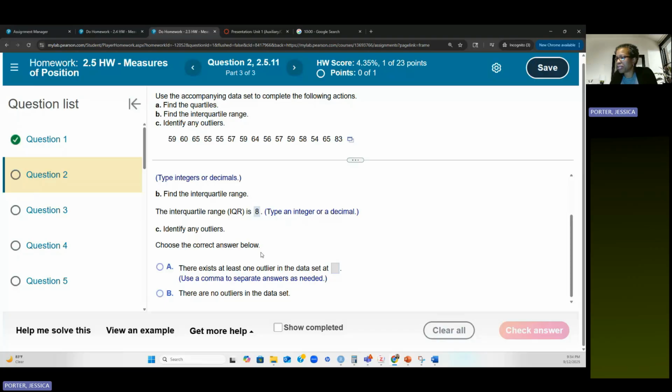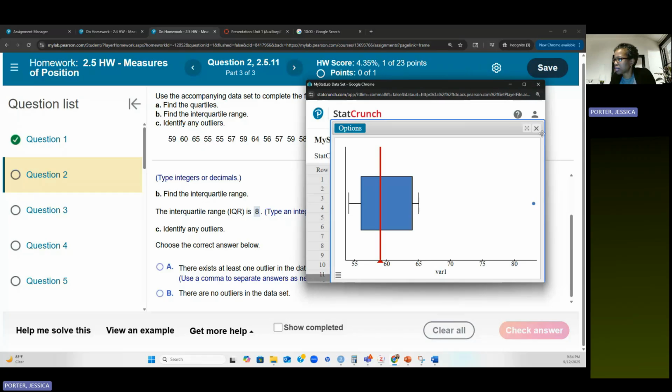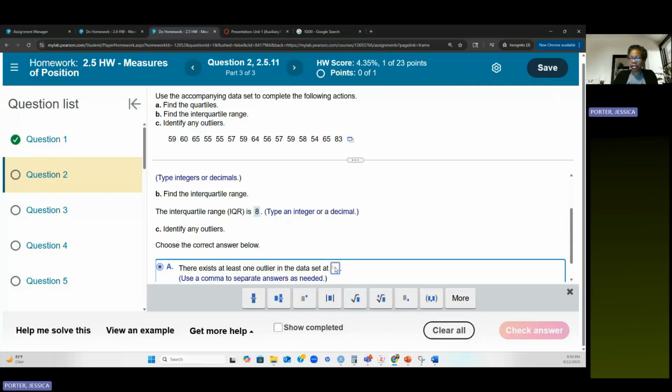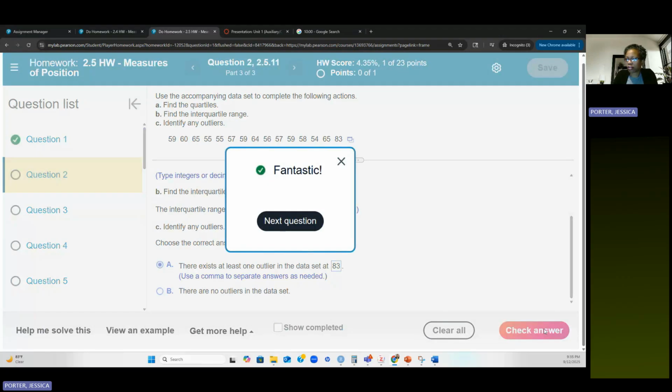Choose the correct answer below. There exists one outlier in the data set. Let's see. Which one is this? How many StatCrunch windows do I have open? Is this the one we're working with? Yeah. So here's our outlier at 83. So let's identify that outlier as 83 because it's that point that's sitting off to the side.